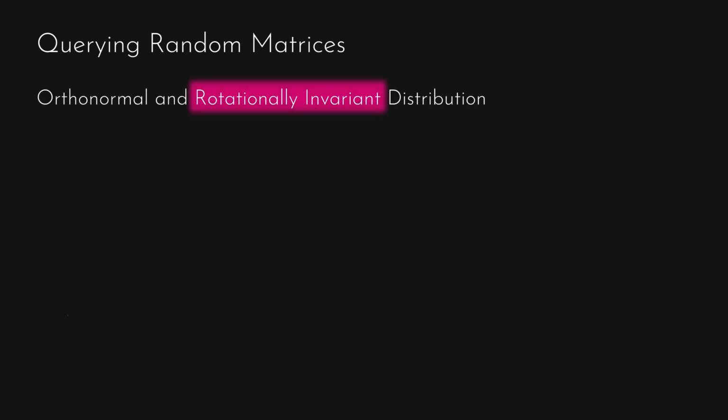First, the matrices are rotationally invariant. This means that if you permute the rows, then you have the same distribution. The other property is that the matrices are orthonormal, so we call such distributions orthonormal and rotationally invariant.